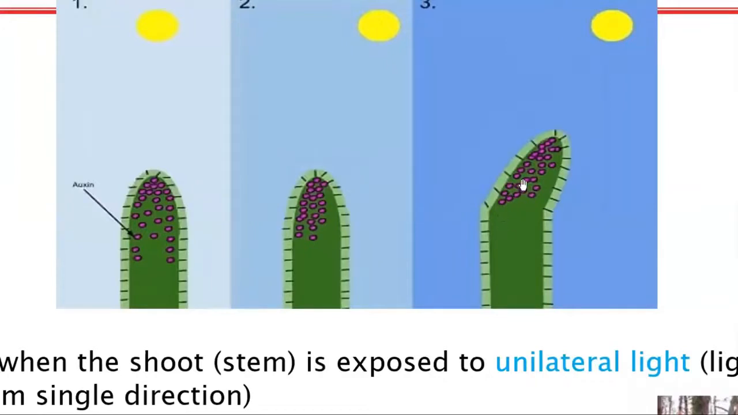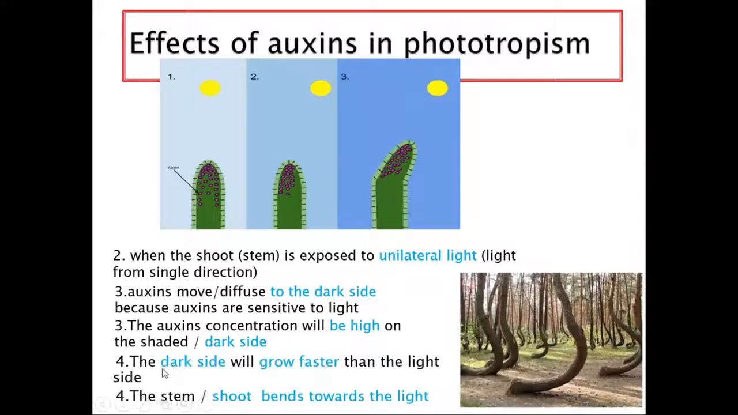You see that it's elongating more. Now this side is going to be growing less compared to this. And then now the shoot is going to start bending. We are saying that the dark side will grow faster than the light side, or the side which has more light. So it means that this side which has more auxins is going to grow faster than the side which has light. And then the stem shoot bends towards the source of light.